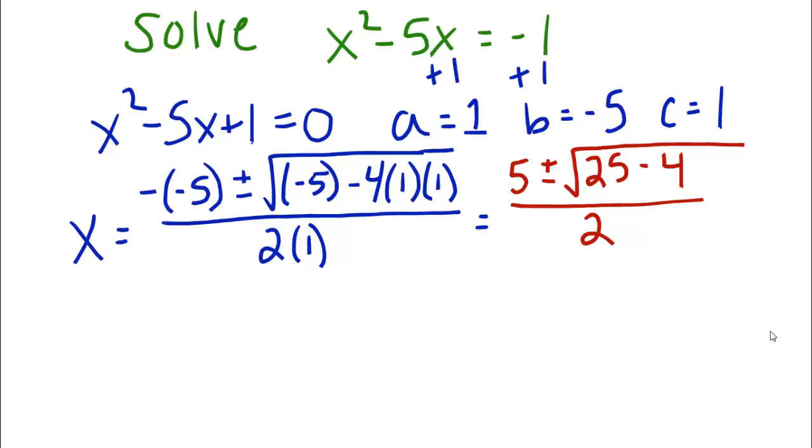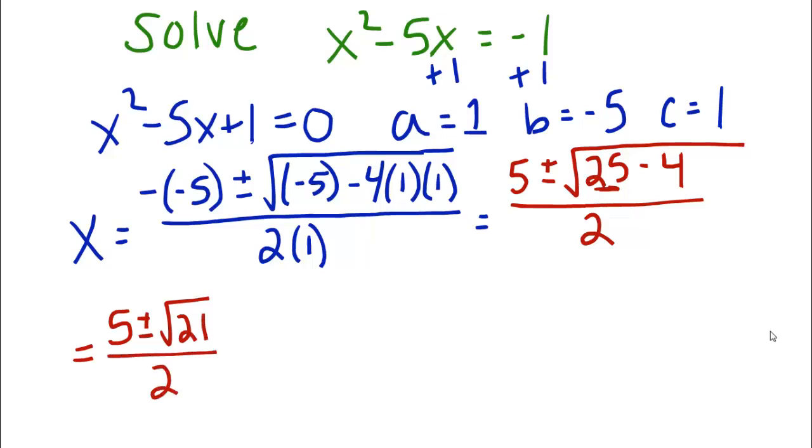What's important to note is that b squared, whether b is positive or b is negative, is always, always, always positive. That first number you're writing down in the radical, so here that's the 25, will always be a positive number, even if b was negative, because we're squaring it. Let's keep simplifying. We get 5 plus or minus the square root of 21 all over 2.